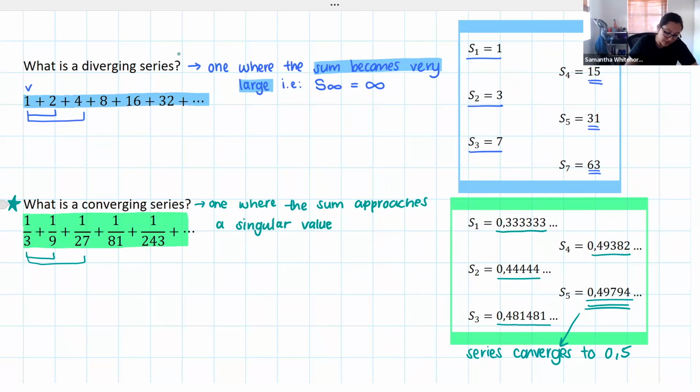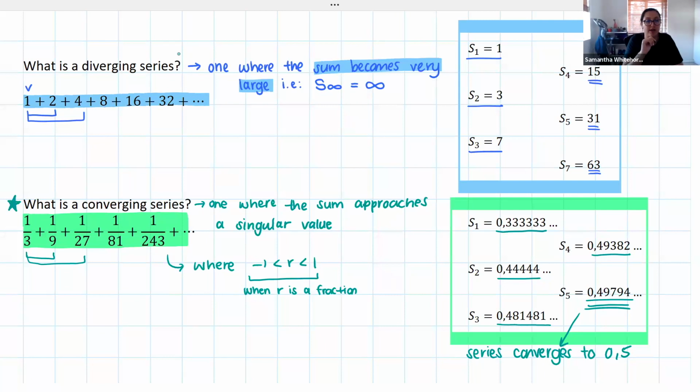Now, another really important thing to know is that a series will only converge when r is a fraction, basically. It could be a negative fraction, it could be a positive fraction, but essentially when r is a fraction. So I'm just going to write under here, when r is a fraction. So as long as r falls between -1 and +1, you will have a converging series. This makes sense, right? If your r value is a fraction, you're getting smaller and smaller and smaller. Whereas if we go back and look at this diverging series, our r value is 2. I'm multiplying by 2 each time, getting bigger and bigger and bigger. It can't converge. It keeps getting bigger.